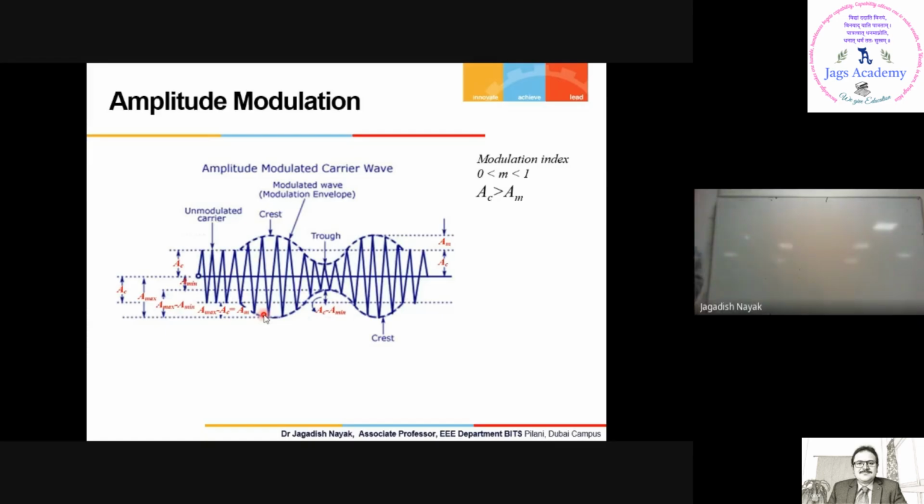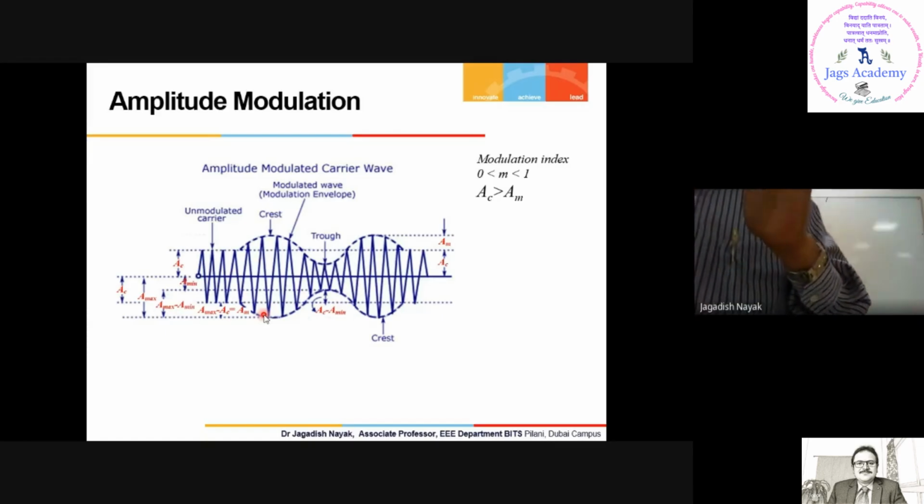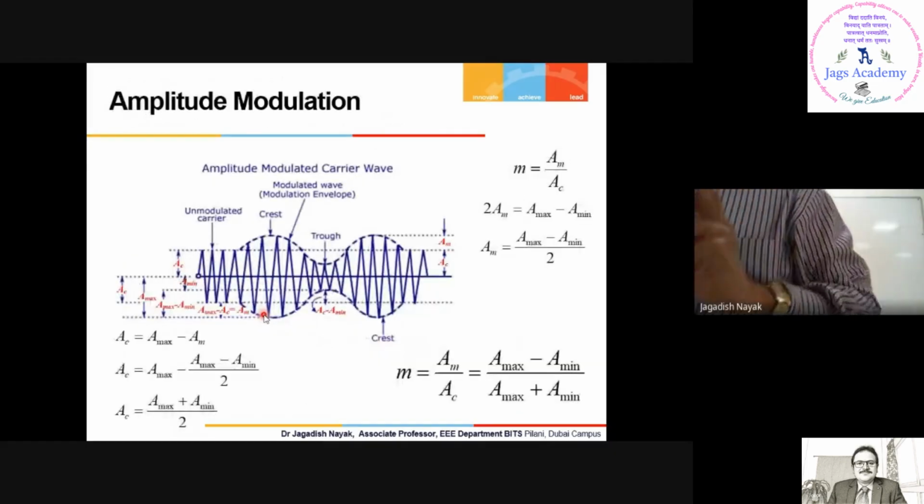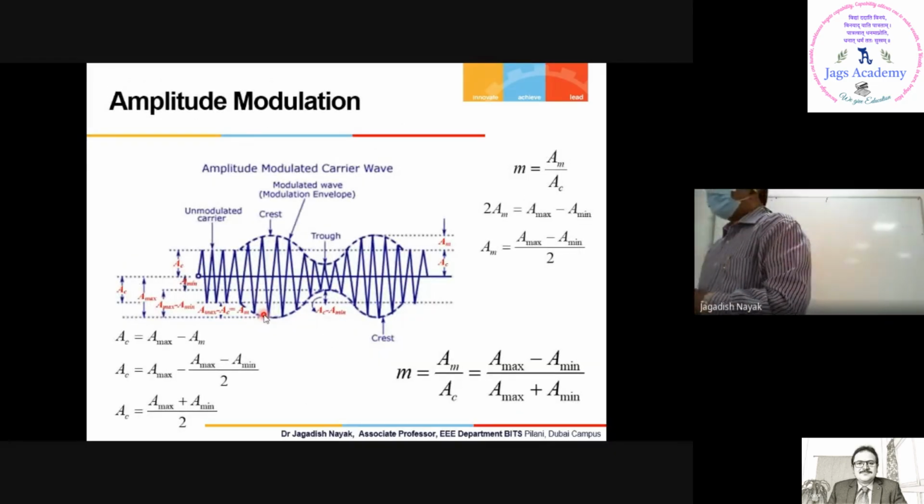So we have the expression. Modulation index is equal to V max minus V minimum divided by V max plus V minimum. Here I have taken it as A. In some books, all these might have been taken as V. Both are fine, it's just presentation. Hope you are understanding this.